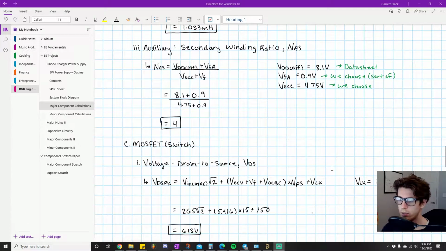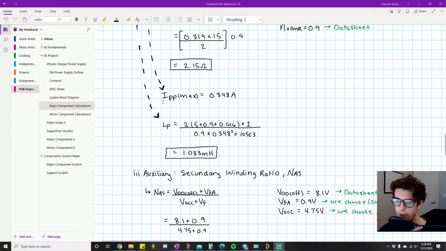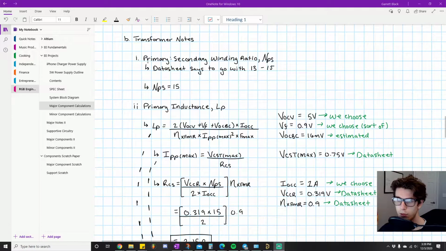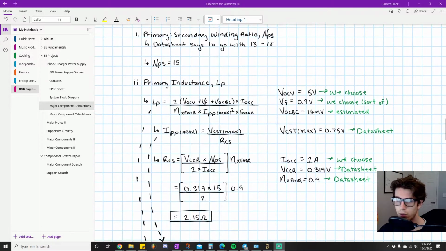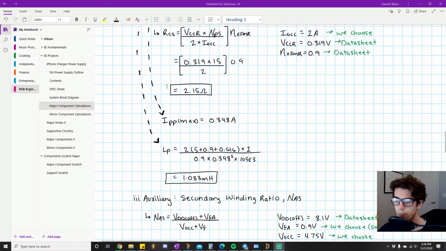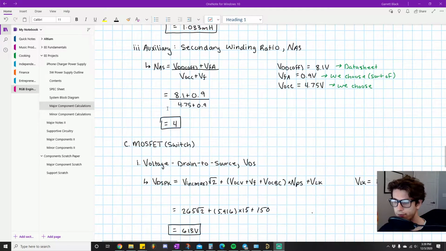What's going on, everyone? We're now on to the next critical component calculation set. Basically, we're going to work on the MOSFET now. We've already defined the transformer and specified its critical parameters, so now we're going to do the MOSFET.